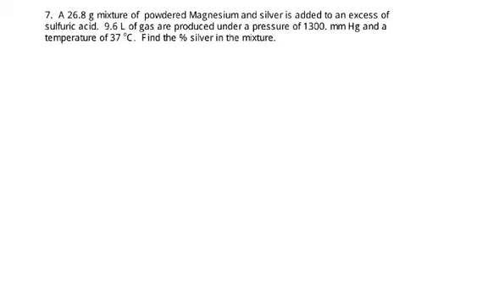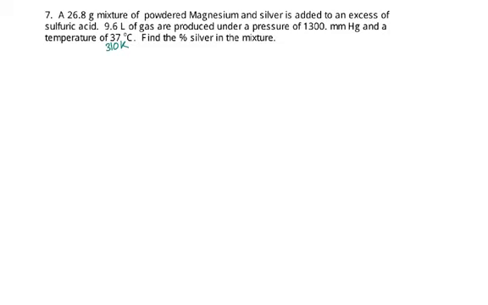Number 7 is next. A 26.8 gram mixture of powdered magnesium and silver is added to an excess of sulfuric acid. 9.6 liters of gas are produced under a pressure of 1300 millimeters of mercury and a temperature of 37 Celsius. Let's convert that to Kelvin. That would be 310 Kelvin.